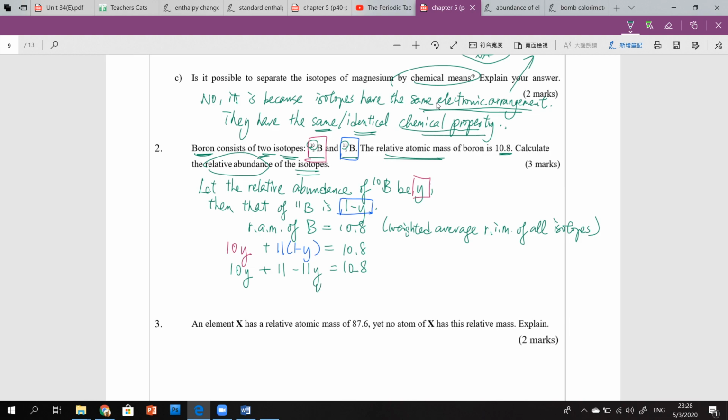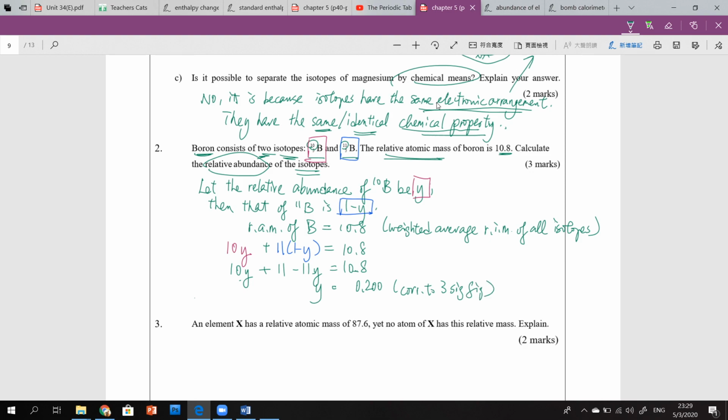You put the Y term on one side and the number term, the constant term, on the other side. No Y here. So what will you get? It is just minus Y equals minus 0.2, which means that Y equals 0.2. Because the data should be corrected to 3 significant figures, you have to add 2 extra zeros here, to tell you to correct to 3 sig fig.